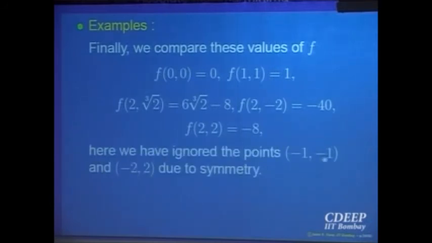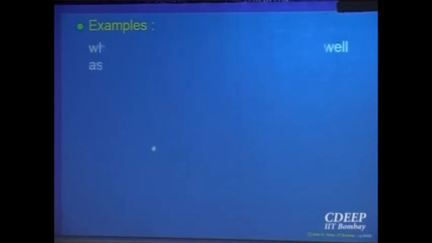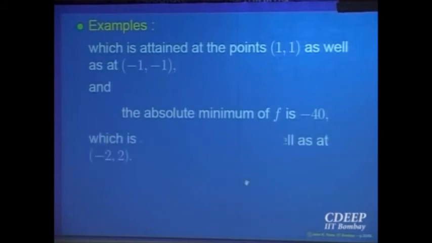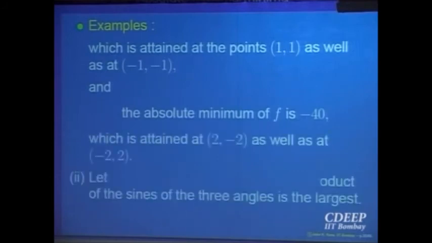As I said earlier, we have ignored the points (1, -1) because the value comes out to be the same. The function is symmetric if you change x, y to -x, -y. So compare and spot which is the largest value, which is the smallest value. The maximum is attained at the points 1 and -1, and the absolute minimum is -40.